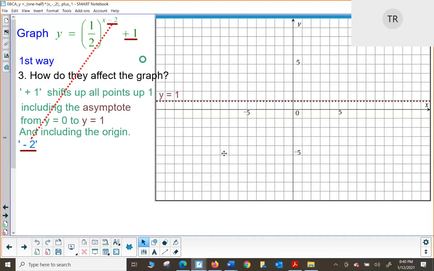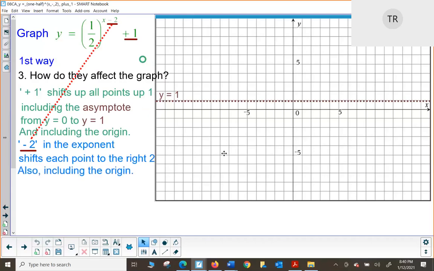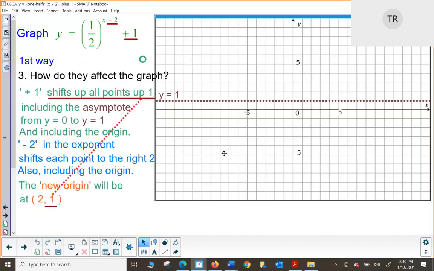The -2 inside the exponent there is going to shift each point to the right 2 units, which also includes the origin. So I'm going to put the new origin at over 2, up 1, and then plot it. And that's going to be kind of my starting point for drawing in the 1/2 to the x graph, okay? Notice I used origin as orange. I thought that was clever. Maybe I was the only one, but okay.